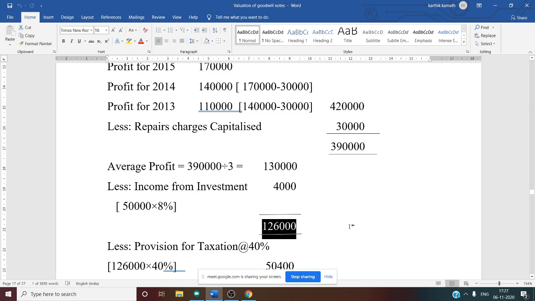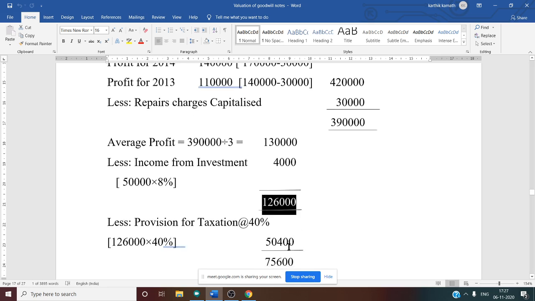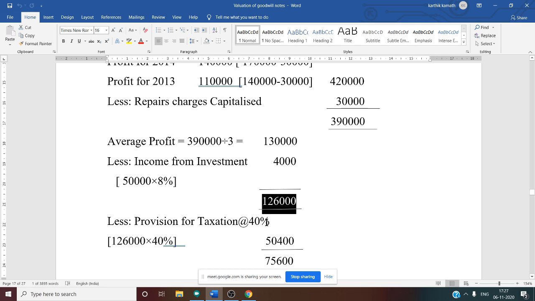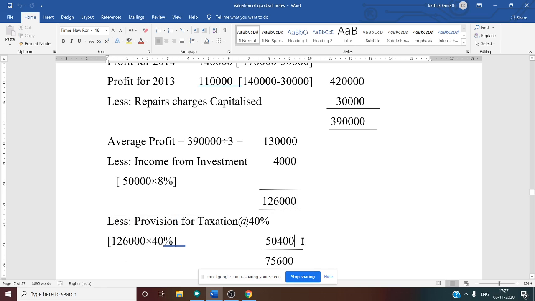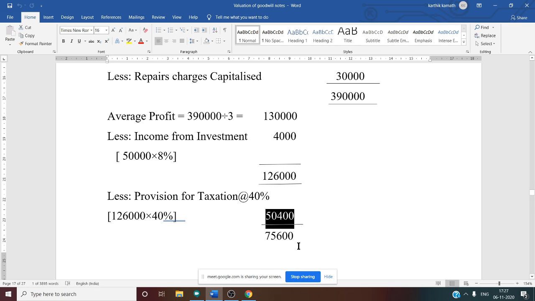Now we want a profit after tax. There is tax rate given in the question. Now this is a profit before tax. 1,26,000 is a profit before tax. We want profit after tax. So less provision for taxation at 40%. On this amount take 40% tax. 1,26,000 into 40%, that is 50,400. You will get amount as 75,600.